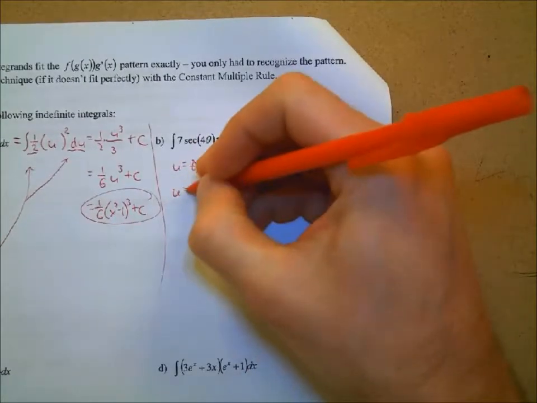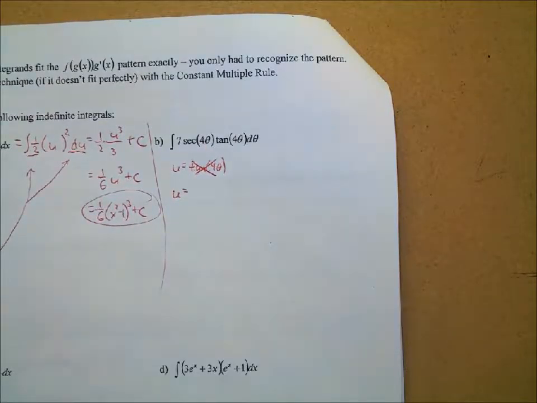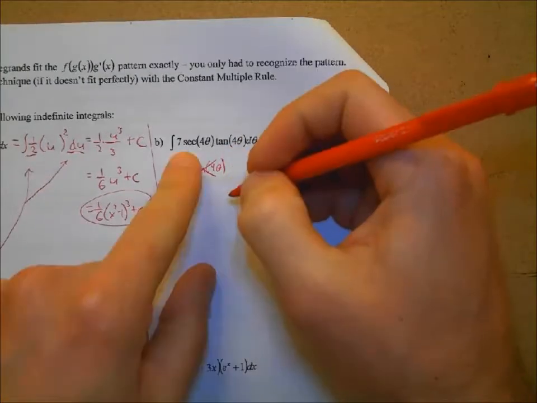But this is okay, because this is what you're going to be going through as students. Mr. Wade's not going to be standing over your shoulder saying, let u equal this. You're going to have to figure it out. And so sometimes you're going to choose wrong. And it's important for you to be able to diagnose, I did not choose u correctly here. Let's try the other option here of secant of 4 theta.